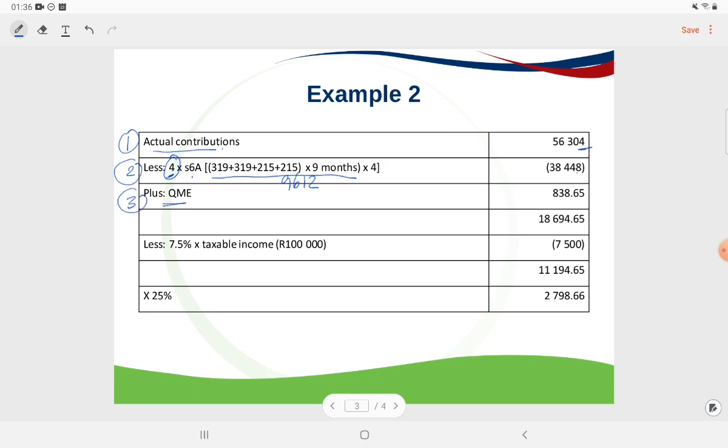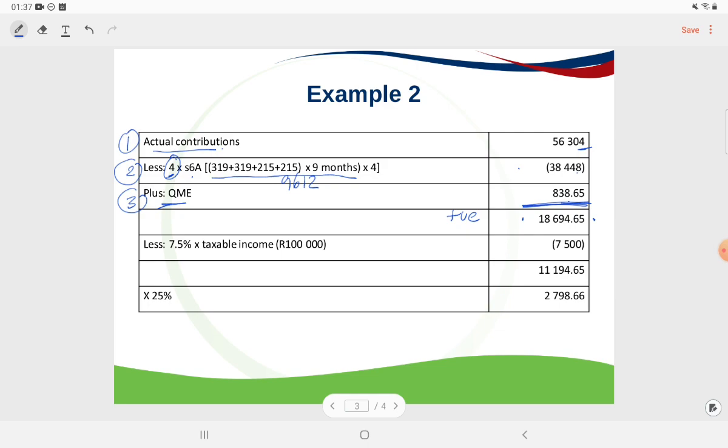What you then do is you add the qualifying medical expenses. This is the crux of section 6B. We've paid qualifying medical expenses that were not reimbursed by the scheme. So you would add the 838 rands and 65 cents, which is your qualifying medical expenses. Then it is useful to do a subtotal after that to make sure that you have a positive amount to then still carry on with the medical tax credit calculation. If this amount at this point is negative, the taxpayer will not get a section 6B medical tax credit, because if it's negative, it means that there is no excess of the actual contribution that remains after you've reduced it by 4 times your section 6A and added the qualifying medical expenses.